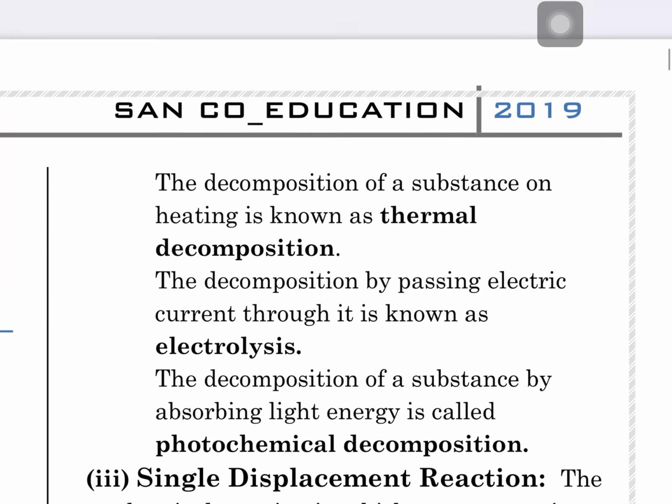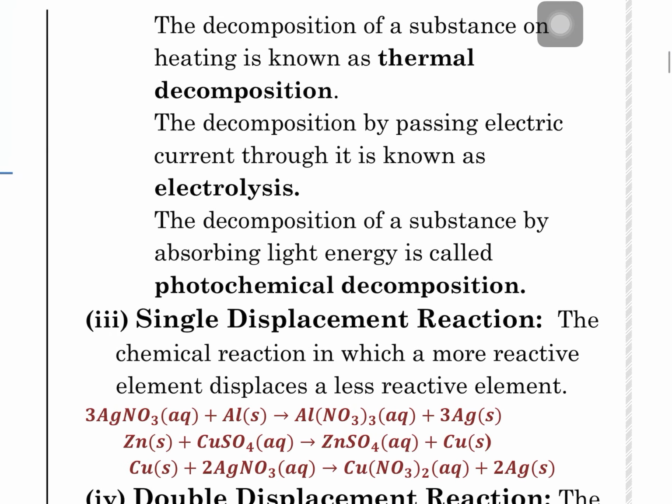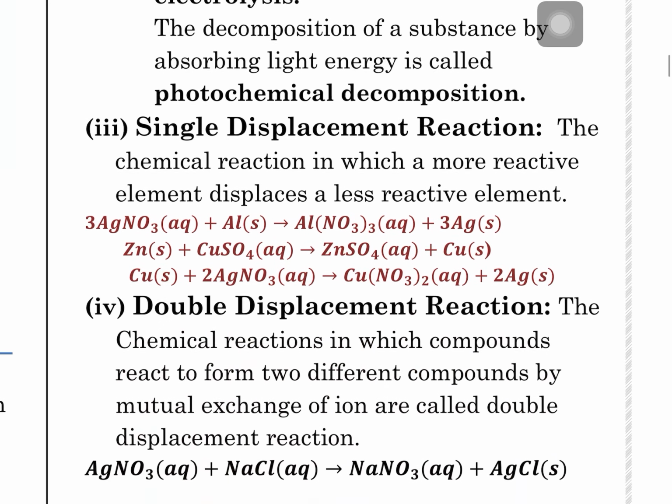Different types of chemical reactions I gave you here: thermal decomposition, electrolysis, photo decomposition. You may see AgNO3, that is silver nitrate, reacting with aluminium. So how is this happening? We can say here that aluminium is more reactive than Ag. Ag means argentum, which is called silver. So aluminium can remove the silver very easily. Is that clear? That is 3Ag there also.